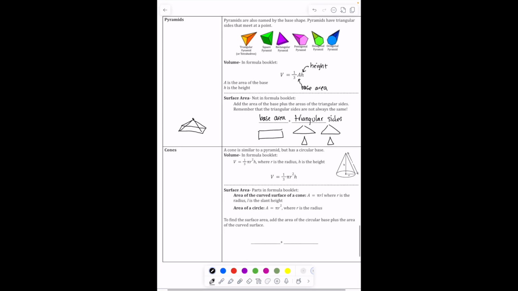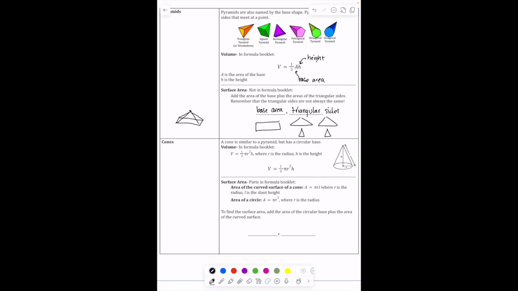All right, so cones are very similar to pyramids. We've got base area times height times 1/3 again, only our base area is now a circle, so we've got pi r squared representing the base area. We have our height, and then again we're multiplying it by 1/3. We'll do some examples below that will show us using these.